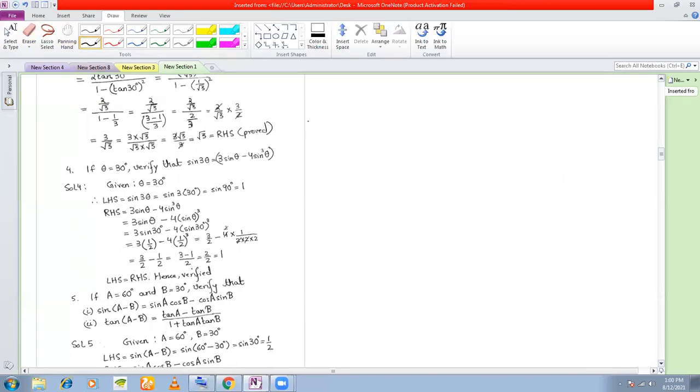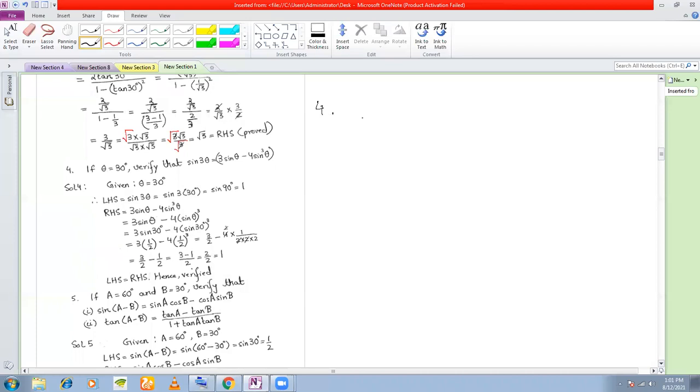Moving on to number 4. I think there's a small mistake. I forgot to put this umbrella over 3. There should be an umbrella over 3 here, and there should be an umbrella over 3 here. Okay.